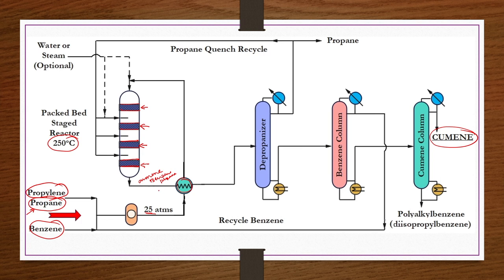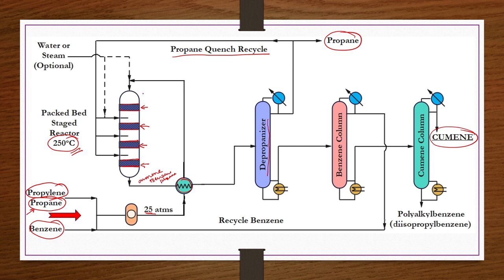So, all that mixture you get from the bottom, you can preheat or heat it and then send it to the depropanizer to recover the propane from the top. This propane you can take as a product, or you can send it as a quench to the reactor. To control the temperature, rather than using water, we will be using propane quench, because it is also required as an inert within the reactant mixture, to suppress the production of polycumins. So, that propane can also be used for the quenching purpose.